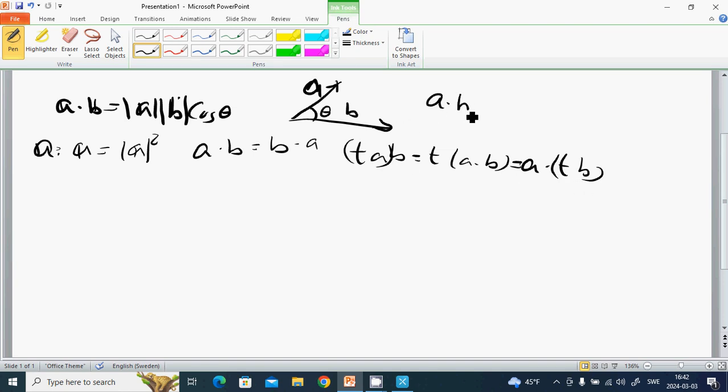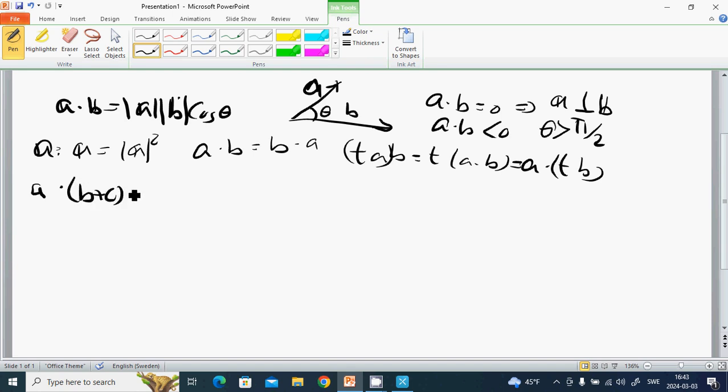If A B equals 0, then A is perpendicular to B. And if A B is less than 0, theta is greater than 90 degrees, greater than pi half. We have also another: A multiplied by B plus C equals A B plus A C.